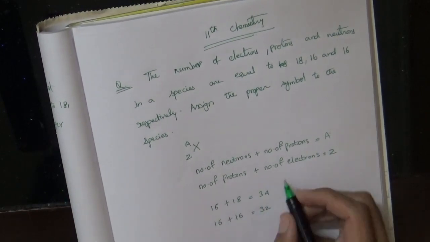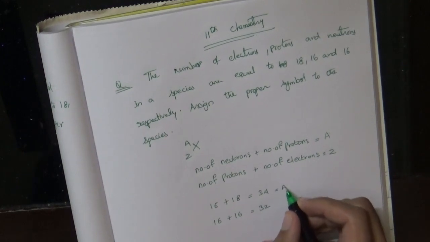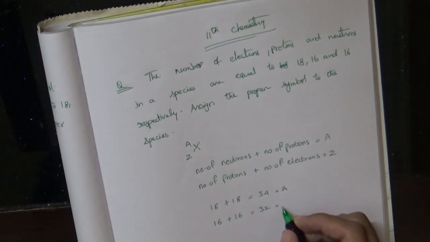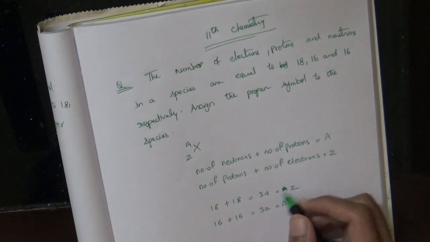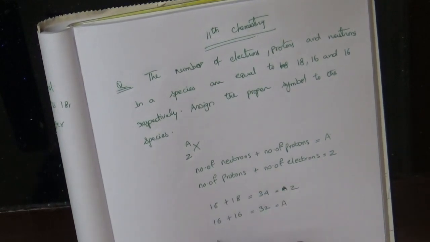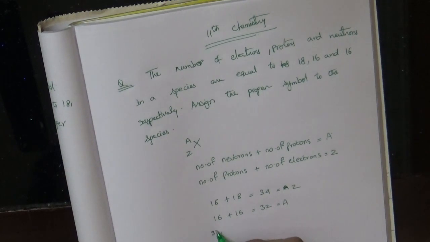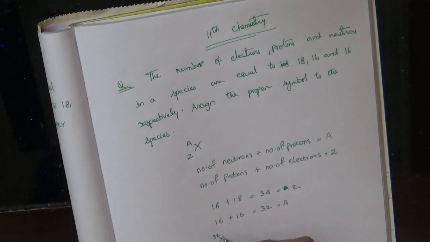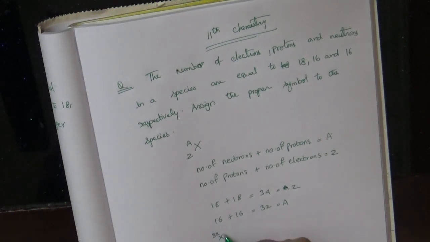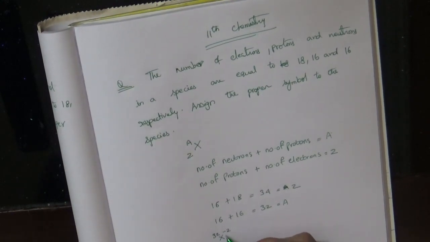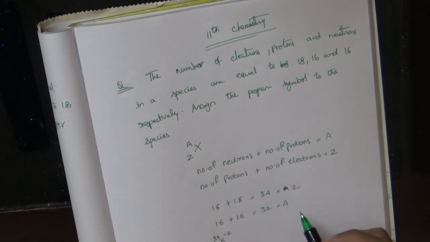So substituting these values in our random assumption we will get X, where 32 is the atomic mass and 34 is the atomic number. Here we will write -2 because we have 2 excess number of electrons than the protons.